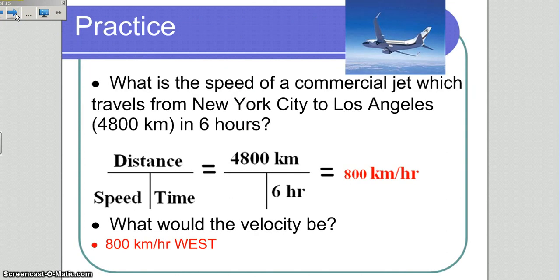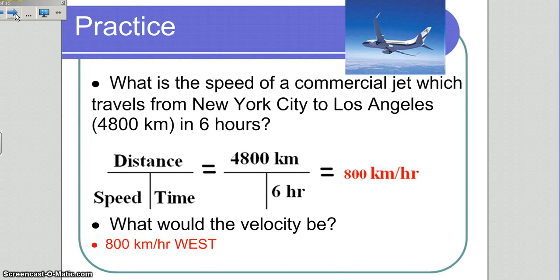So, practice problems real quick. The answer is already given to you, which is terrible. But, here we go. What is the speed of a commercial jet which travels from New York City to Los Angeles, 4,800 kilometers in 6 hours?